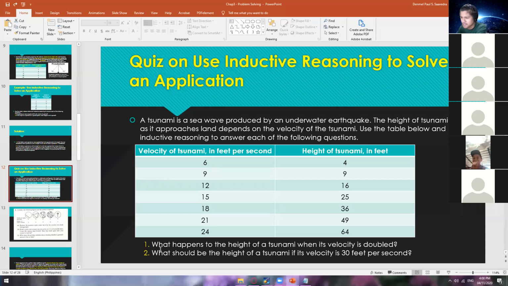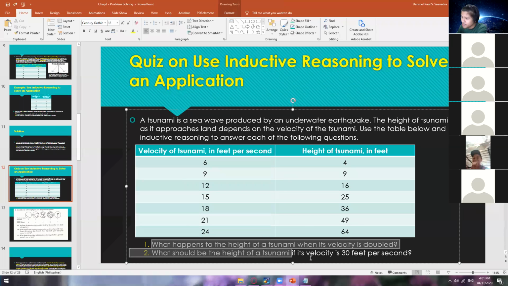So a tsunami is a sea wave produced by an underwater earthquake. The height of a tsunami as it approaches land depends on the velocity of the tsunami. So use the table below and inductive reasoning to answer each of the following questions. We have here the velocity of the tsunami in feet per second, and then the height of the tsunami in feet. If we have a velocity of 6, we have a height in feet of 4. We have 24, we have 64. So here are the questions.